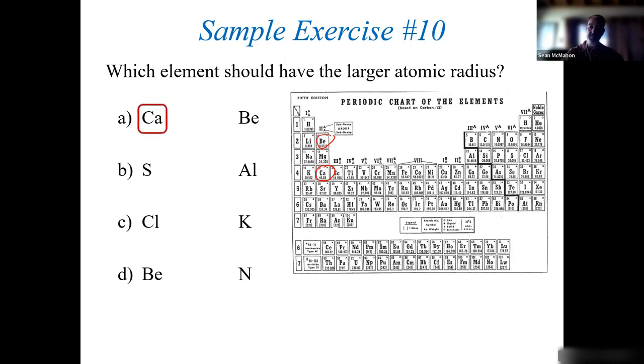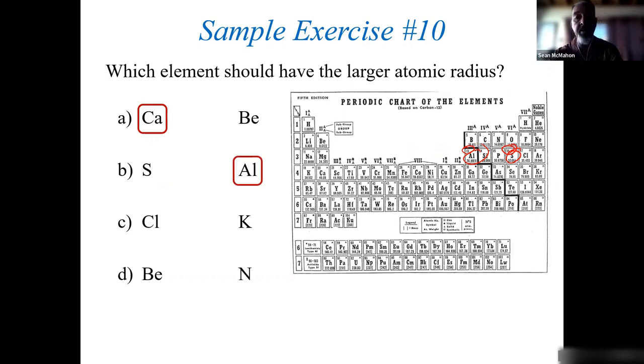Calcium. So when I look at sulfur and aluminum, right? So here's sulfur, here's aluminum. Now this is a little different. They're in the same shell, principal energy level 3, but who has more protons pulling? Aluminum has 13, sulfur has 16. So 16 protons pulling on that shell has a greater pull than the 13. So the sulfur contracts more. So that means aluminum is bigger.